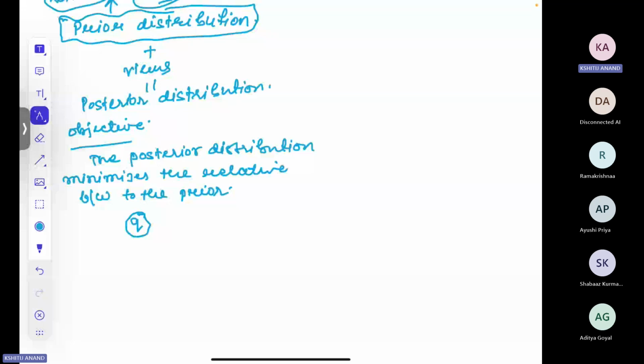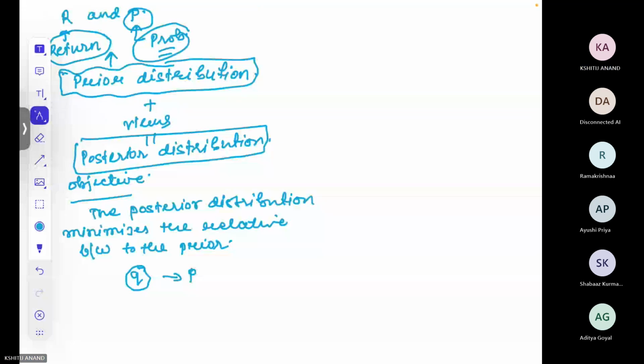So the posterior distribution minimizes the relative entropy to the prior while incorporating the view. Okay.